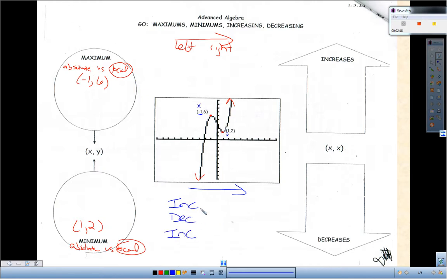Now, whenever we write our intervals, you are always going to start with negative infinity, and you're always going to end with positive infinity. Because remember, if you're reading it from left to right, if you go to the left, that's negative infinity. If you go to the right, that's positive infinity. So you should always start with negative infinity and always end up with positive infinity.